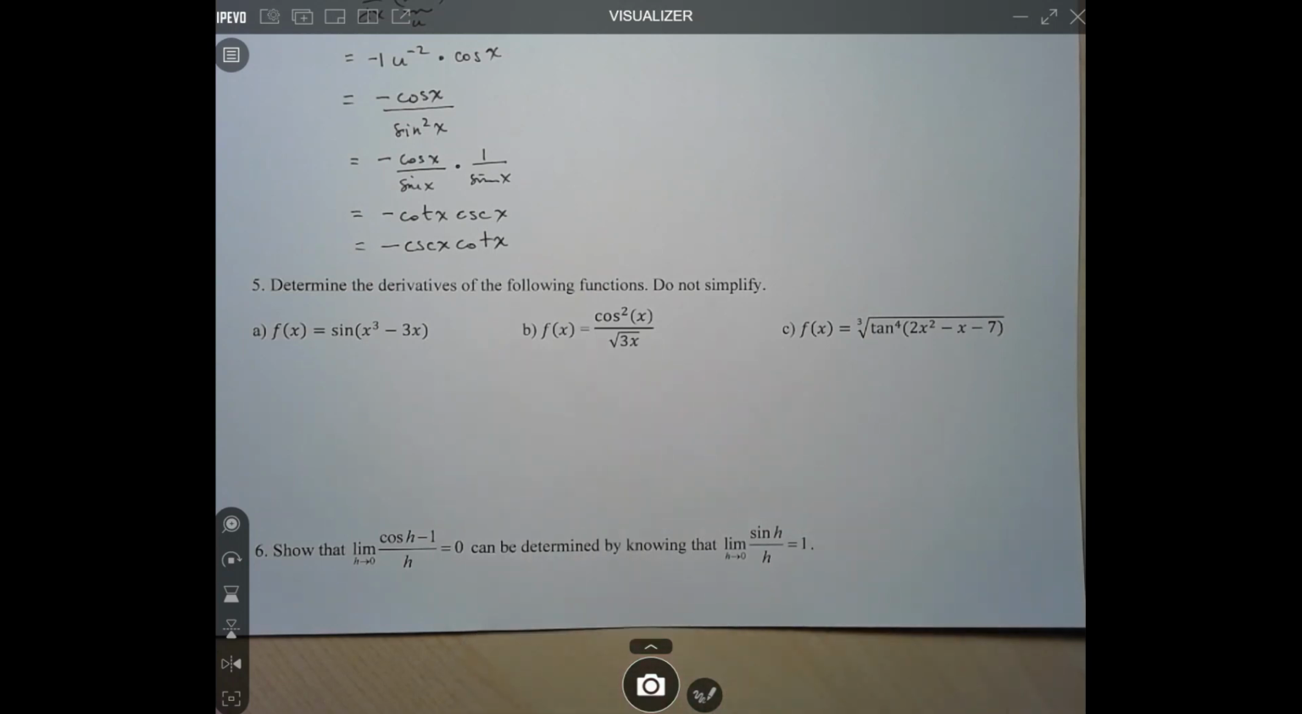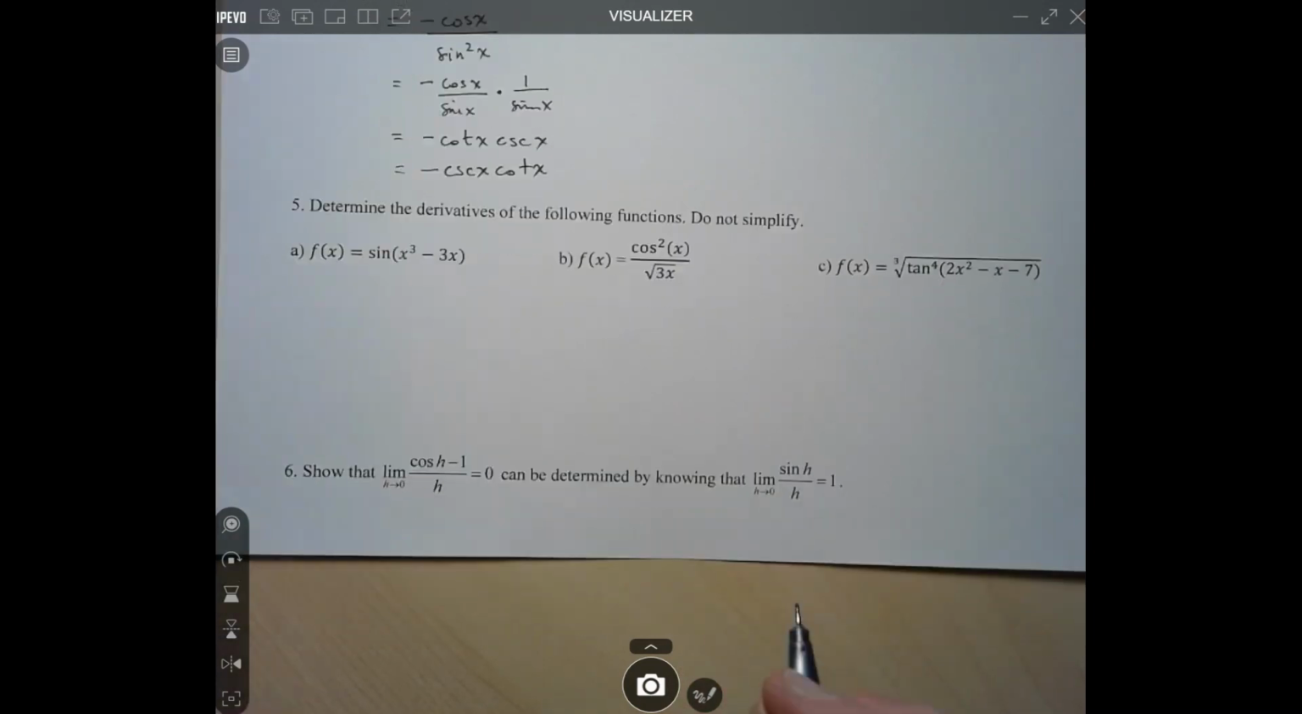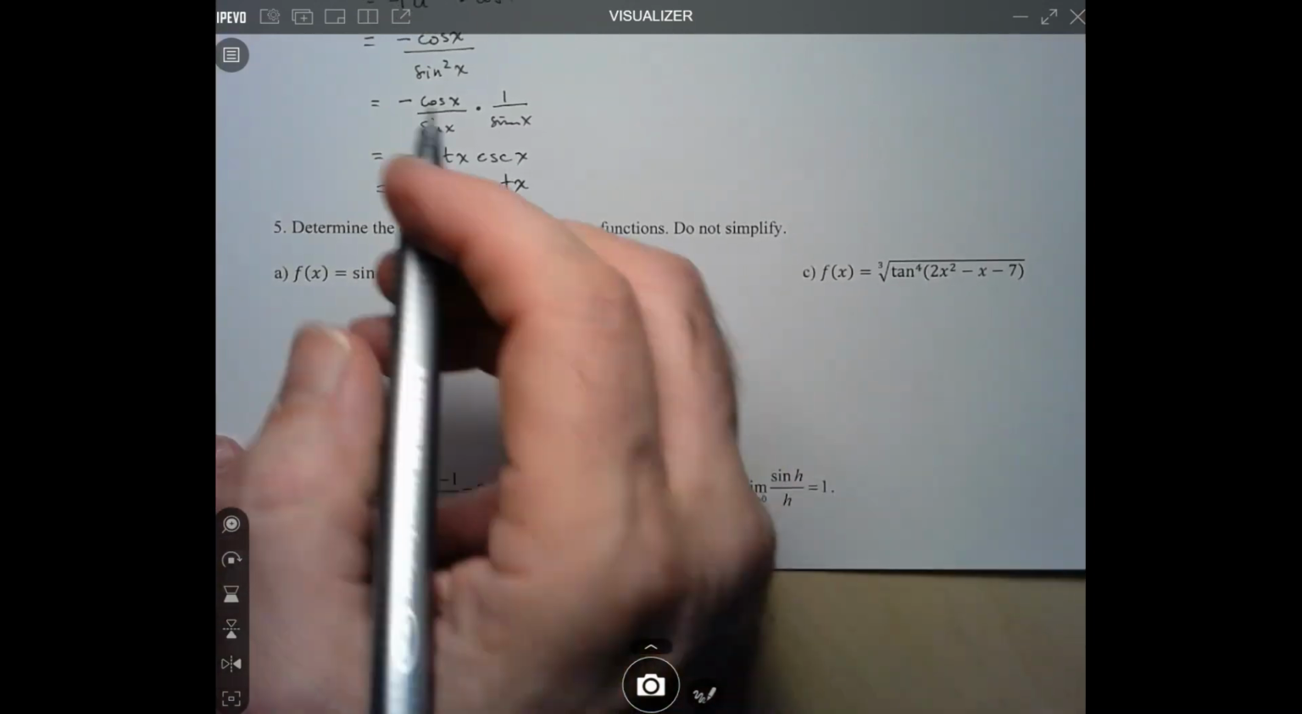All right, so we're back. Let's check on these here. So I'm going to try to do as little writing as possible because I want to start kind of doing a lot of this stuff in my head. So let's do the first one.